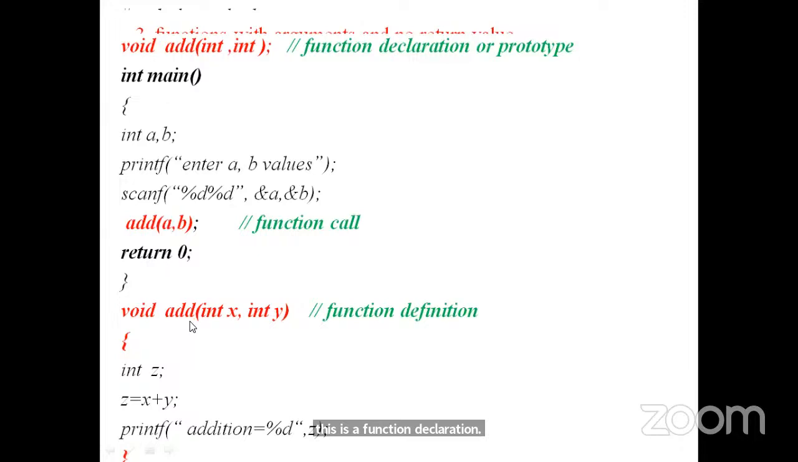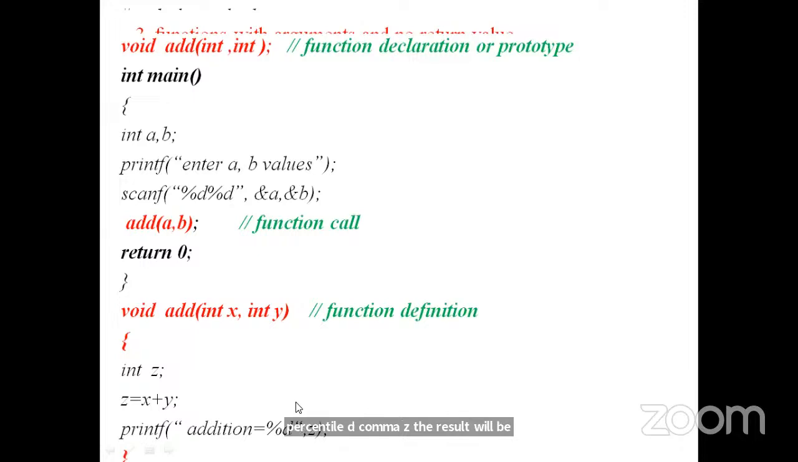And the function body. What is the function body you have developed? Void add, I am expecting only integers, right? Int x, comma, int y. That means whatever values you give will be stored into x as well as y. So now in this body I have developed int z, where z equal to x plus y. Printf addition is %d comma z. The result will be stored.